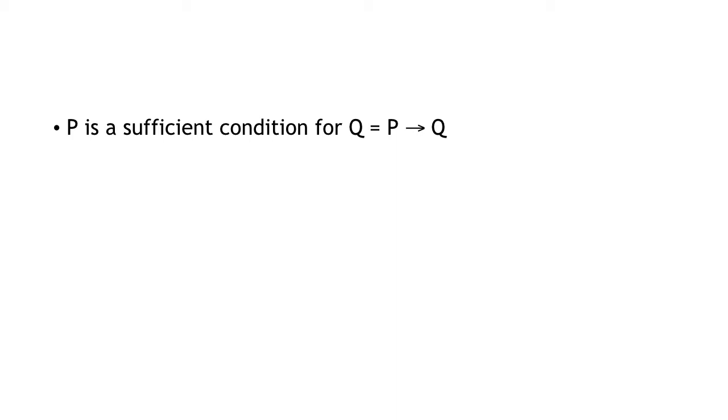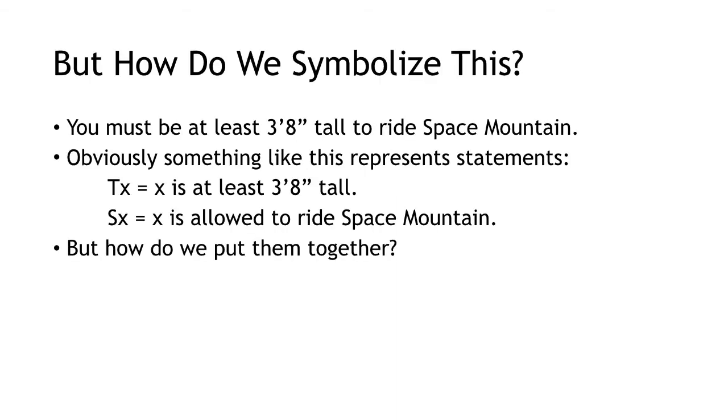Now, what's harder, at least initially, are so-called necessary conditions. Well, what are necessary conditions? Here's an example of a necessary condition. You must be at least 3 feet 8 inches tall to ride Space Mountain. So this is saying to ride Space Mountain, you have to be this tall. It's a necessary condition for being allowed to ride Space Mountain that you're at least 3 feet 8 inches tall. Well, how do we symbolize that? This seems like it involves a conditional too, but how do we symbolize it, right?